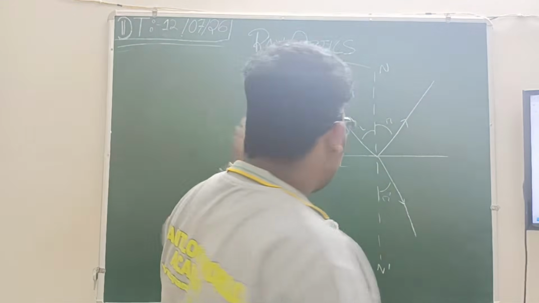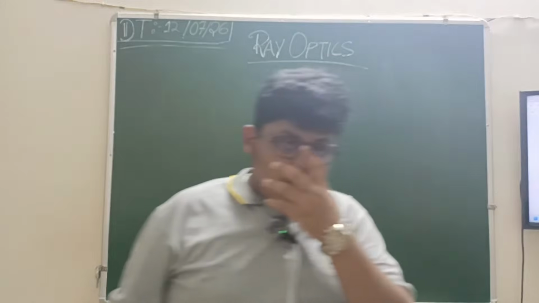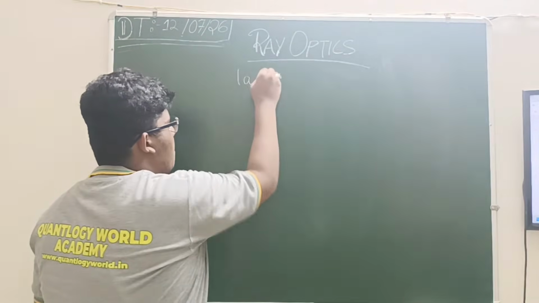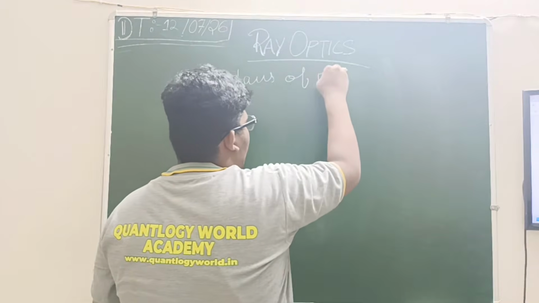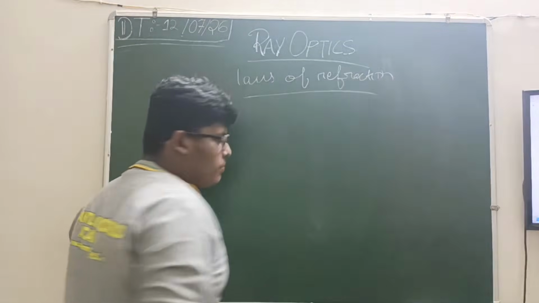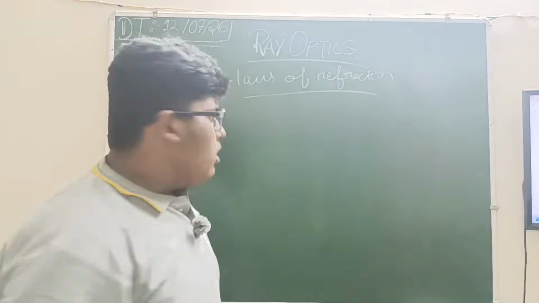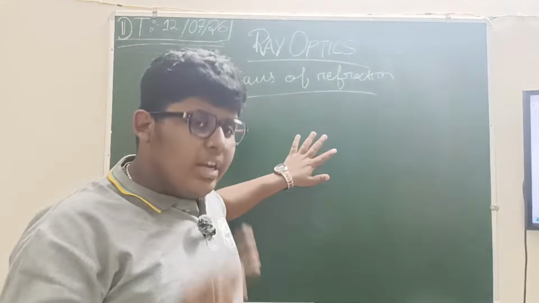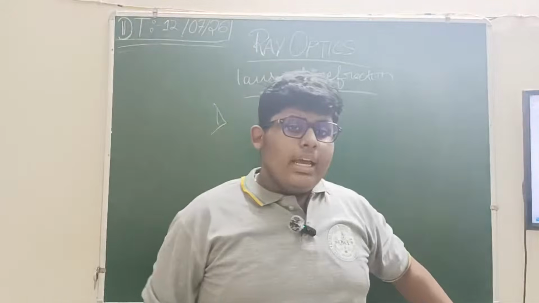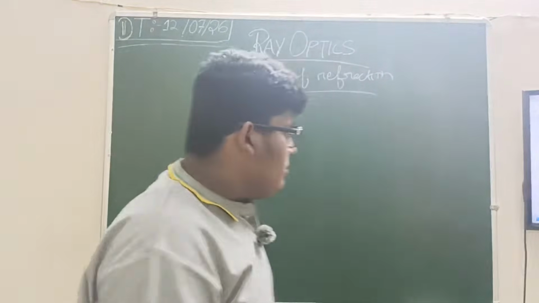Next, what is refractive index? Before going to refractive index, first we will know the laws of refraction. In laws of reflection, we read 2 laws. In the laws of refraction also we will read 2 laws. First law is the incident ray, refracted ray, normal at the point of interface lie on same plane.